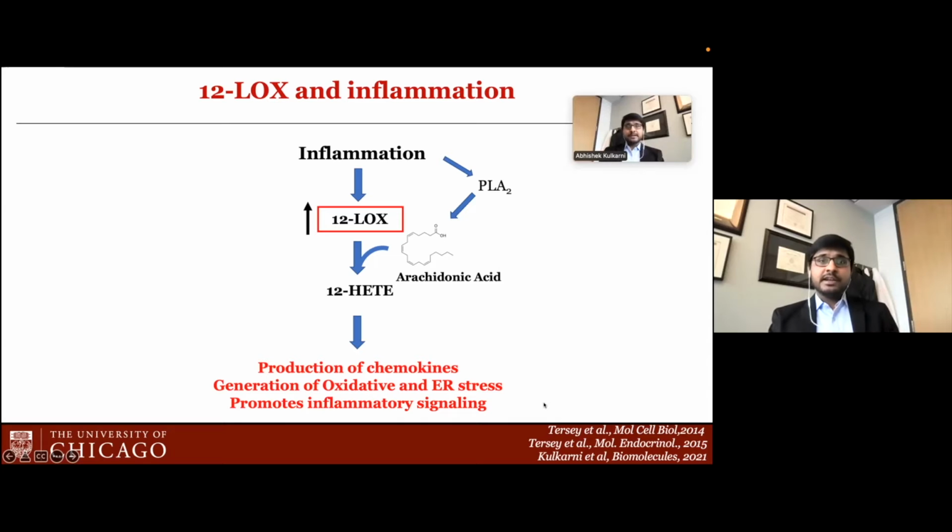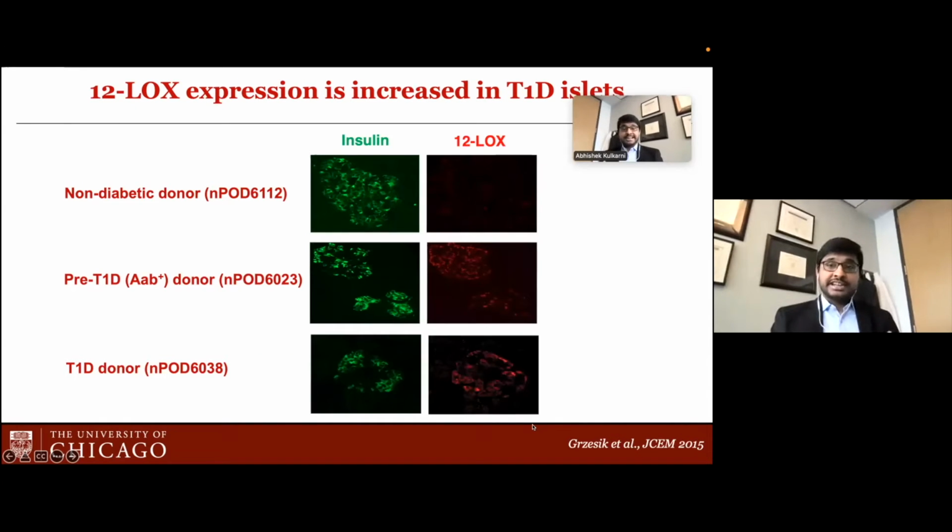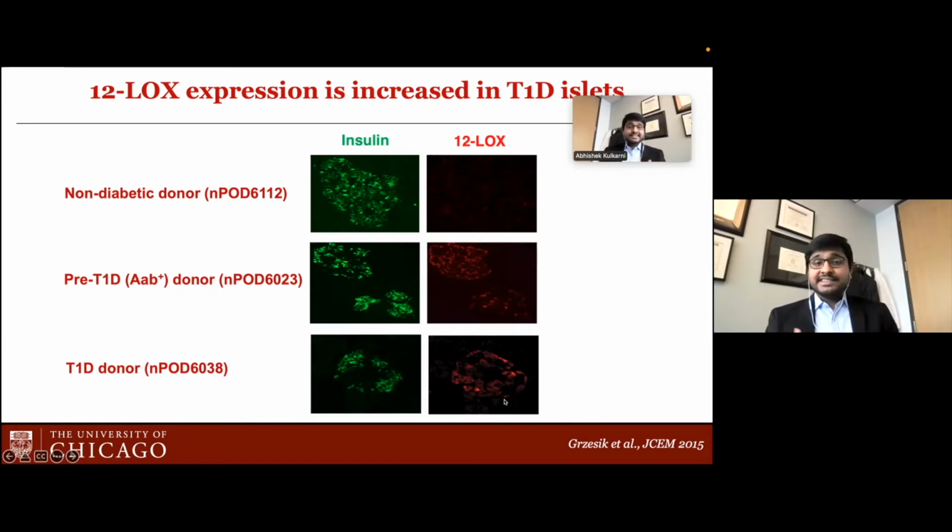So coming specifically to type 1 diabetes pathogenesis, a study by Dr. Jerry Nadler's group suggests that the expression of 12-LOX is increased in the islets from pre-type 1 diabetic autoantibody positive donors, as well as type 1 diabetic donors. Although these findings are interesting, one of the caveats of such static imaging is that it's difficult to interpret whether this increased expression is a cause or consequence of the disease.